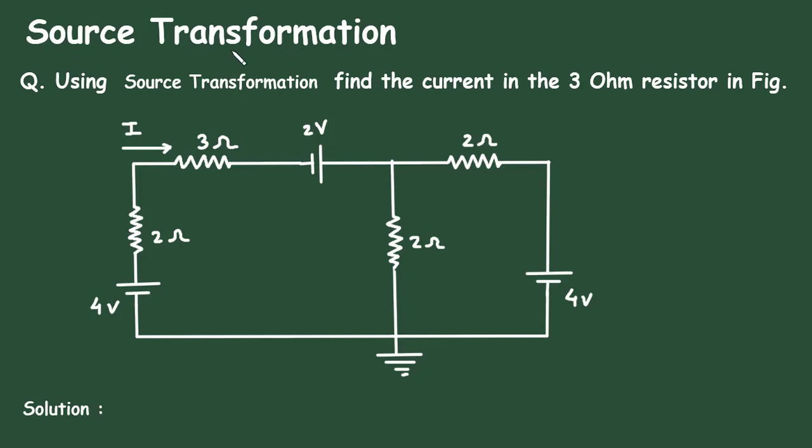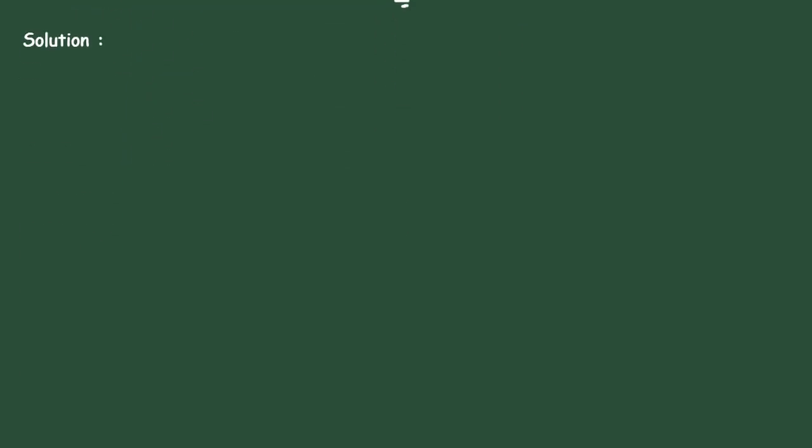Source transformation. Question. Using source transformation, find the current in the 3 ohm resistor in the figure. Here in this circuit, we have to find the current through this 3 ohm resistor by using source transformation. Solution.